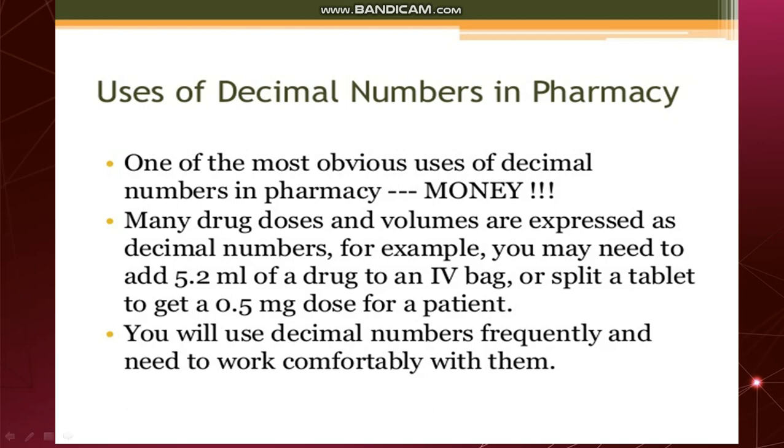So in pharmacy, that is in medicines also, we use decimals. Many drug doses and volumes are expressed as decimal numbers. For example, you may need to add 5.2 ml of drug to an IV bag, or split a tablet to get a 0.5 mg dose for a patient. IV bag means when they put saline in it, they put an injection, right? In that also they have a count, and that count is mostly in decimals. So in pharmacy we use decimals.